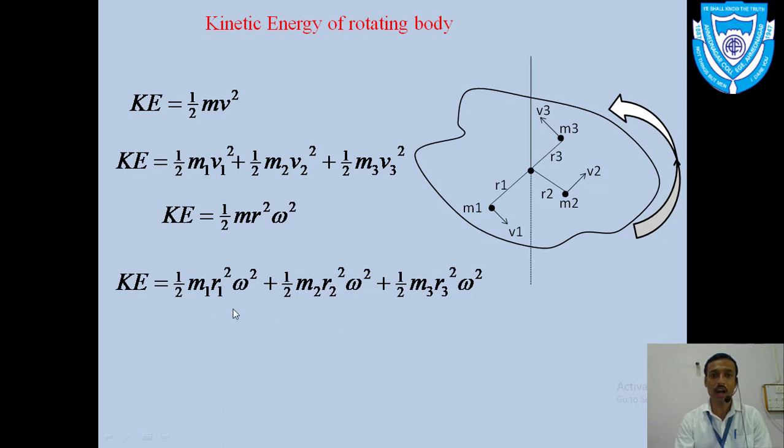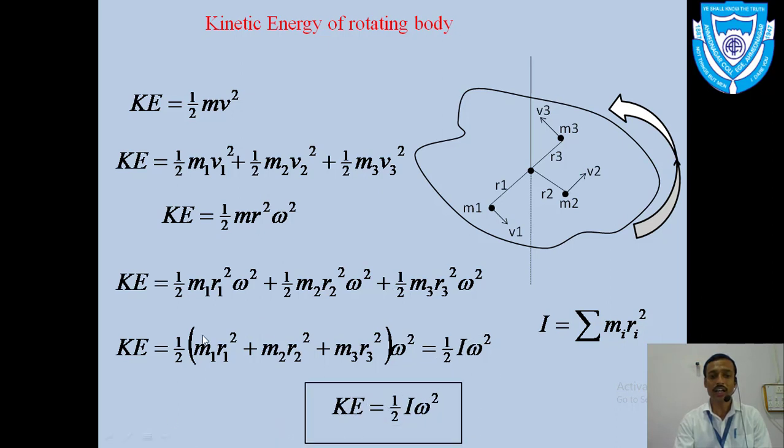half m1 r1 square omega square plus half m2 r2 square omega square plus half m3 r3 square omega square. Here we can take half common and omega square is also common. So I take half, then what remains? m1 r1 square plus m2 r2 square plus m3 r3 square, bracket complete, and omega square is also common.